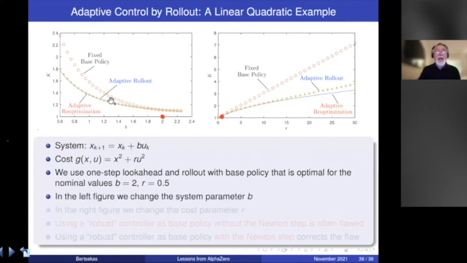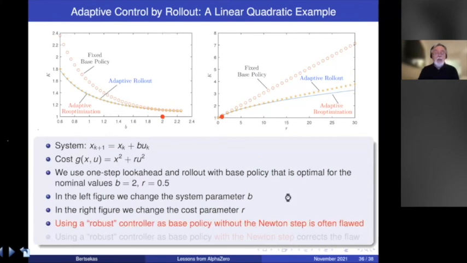On the other hand, if you use rollout, including the Newton step, there's hardly any change from the optimal. It's just as effective as re-optimization. And this is true when we change B but keep R fixed, and in the right figure, we change the cost parameter, the R, and keep B fixed. So this is what I want to say, that using a robust control as a base policy without the Newton step is often flawed. And we correct the flaw by introducing the Newton step.